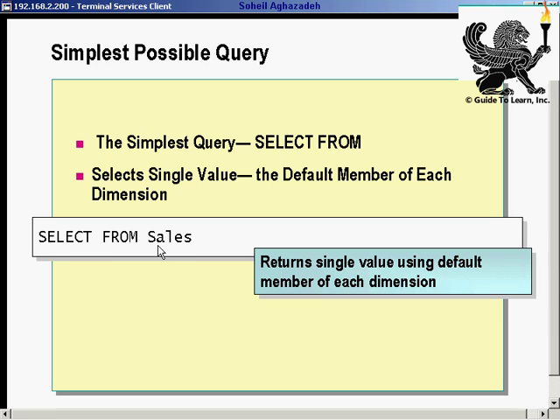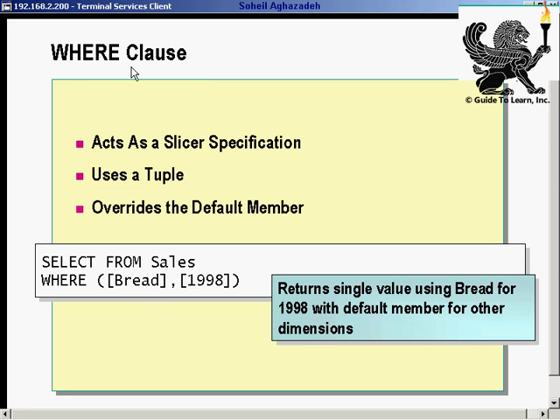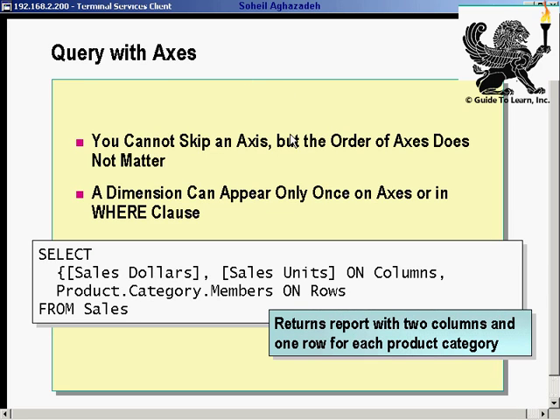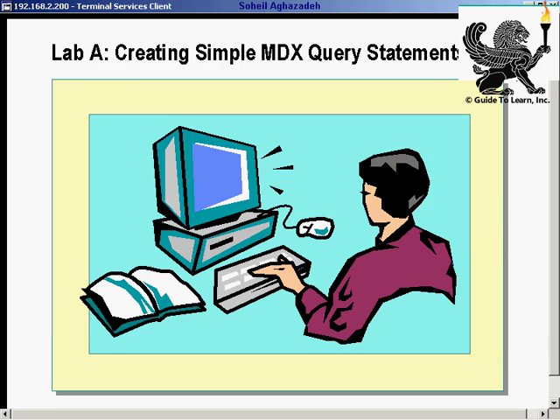The simplest possible query is select from sales. That gives you the complete result set or default tuple. You could put in the where clause, as you remember, to specify the condition, which definitely requires a tuple. You cannot use a set for a where clause. And then for queries with axis, you cannot skip an axis, but the order of an axis doesn't matter. If you remember, I replaced the rows and columns. But be careful, if you do that, then also put the comma right after the first axis. A dimension can appear only once on an axis or in a where clause, so keep that in mind.